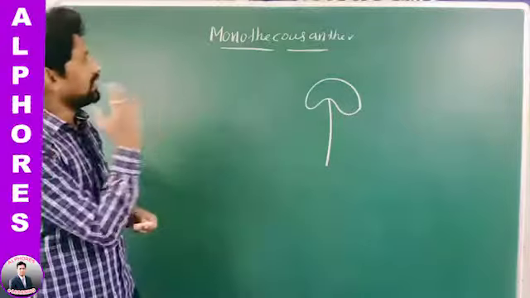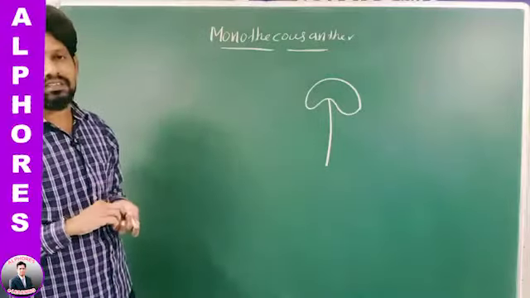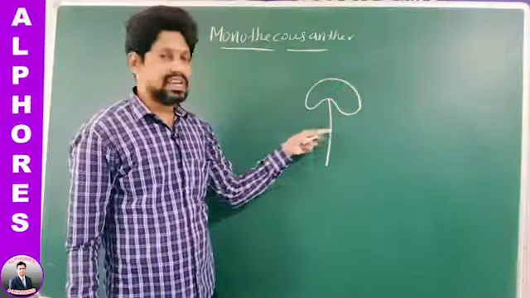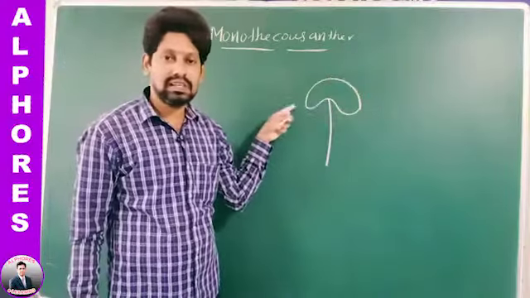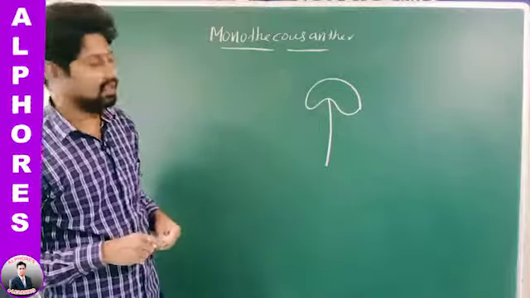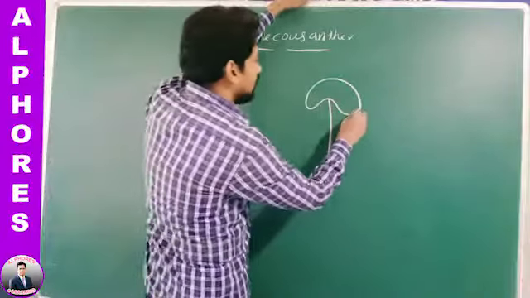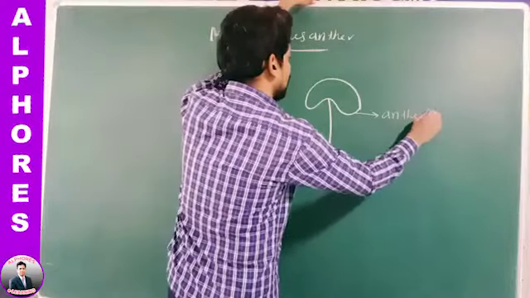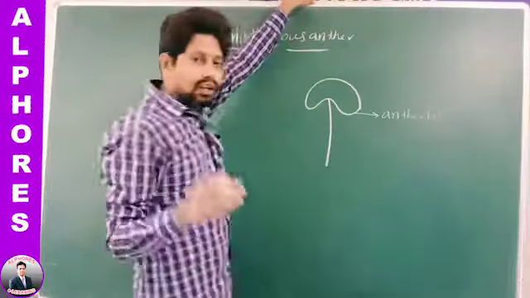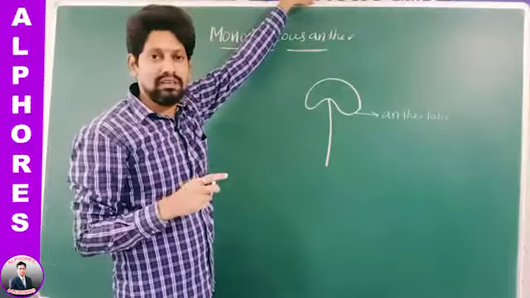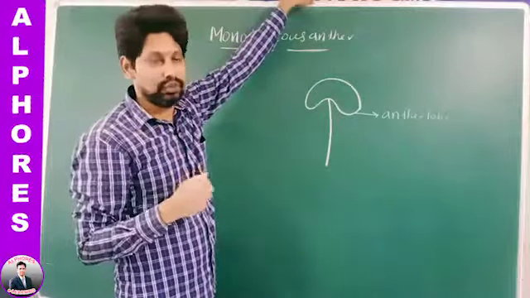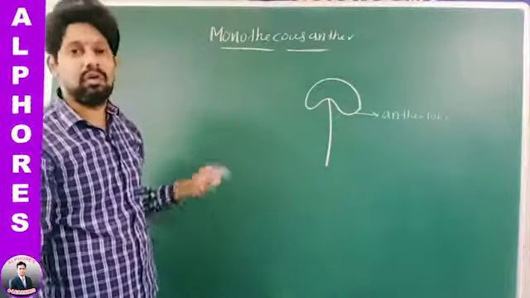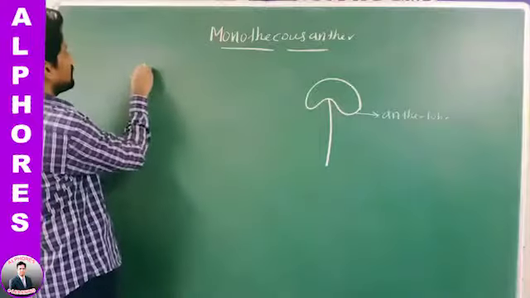Now go for the next one. What is it? Monothecous anther. See the diagram. How many anther lobes are there? Only one anther lobe is present. If two anther lobes are present, then they are connected by connective tissue. Here only one anther lobe is present, so connective tissue is absent.